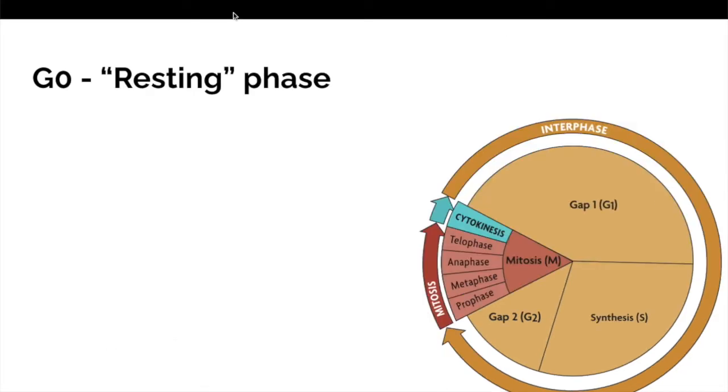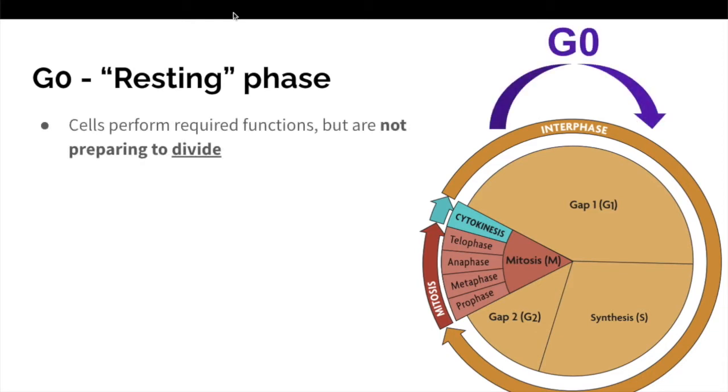During gap 1, there is another phase that a cell might enter depending on its type, and this is called G0. This is a resting phase where cells perform the required functions, but they are not necessarily progressing through the cell cycle with the purpose of dividing. They are simply there to do their job.